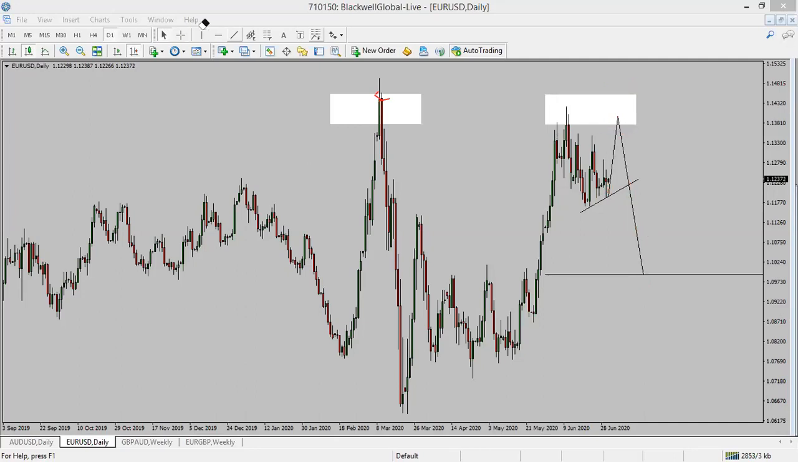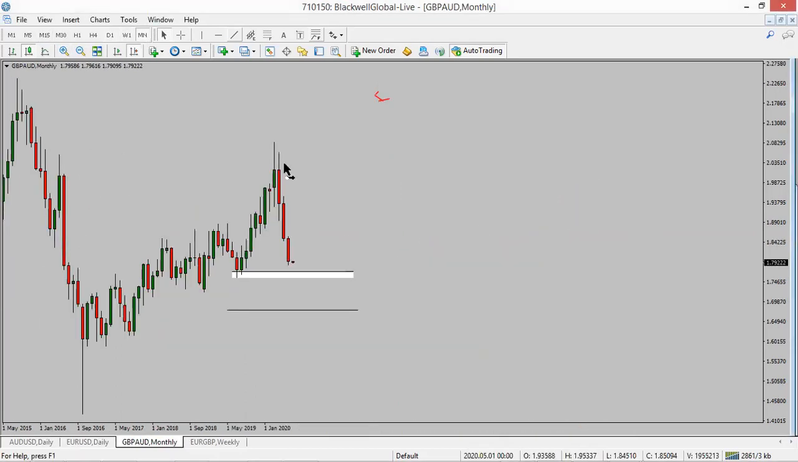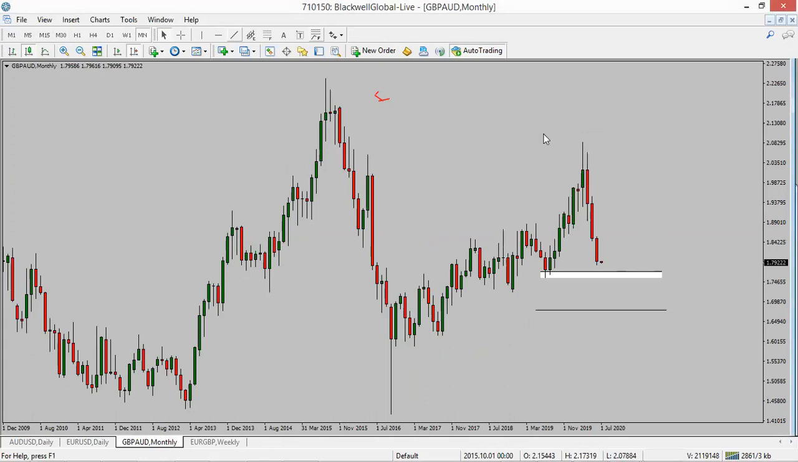So that is for Euro USD. The next pair I want to be looking at is the Pound AUD.